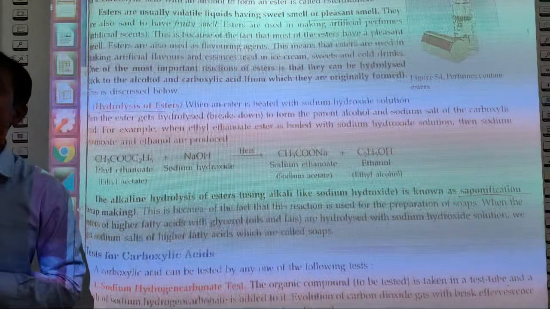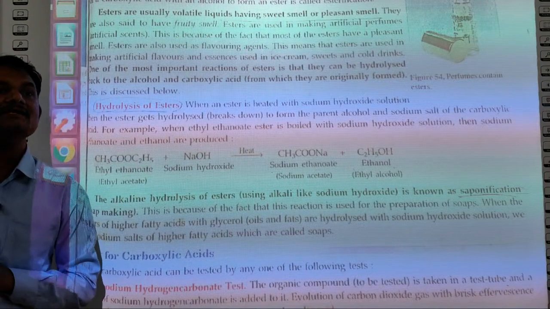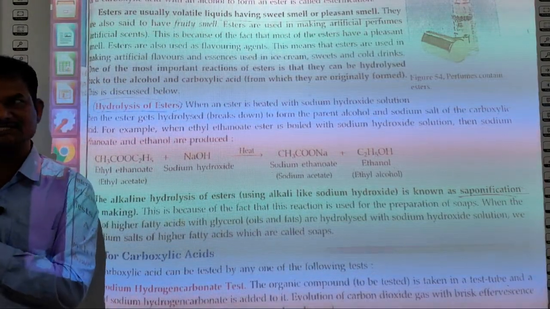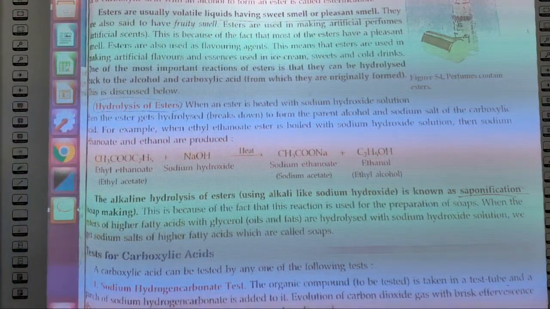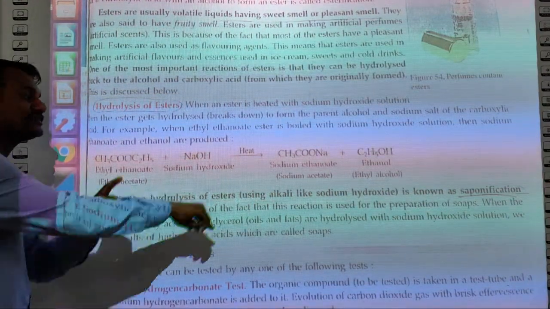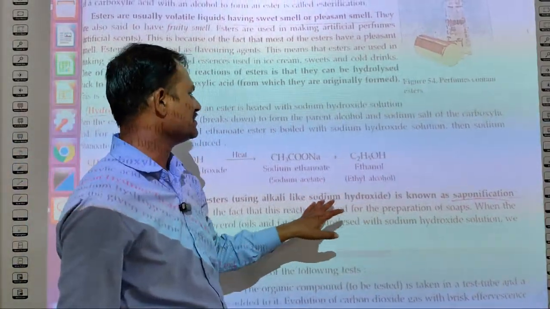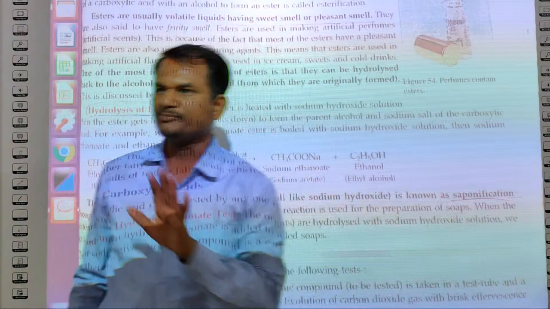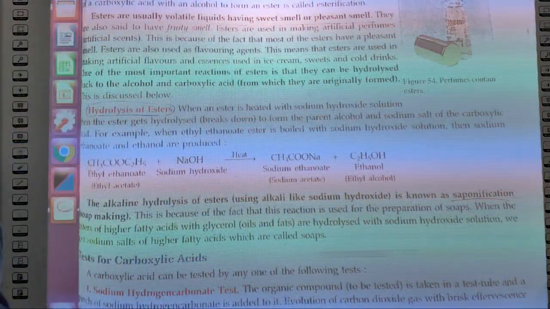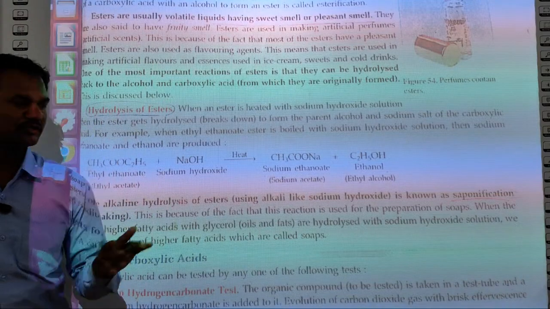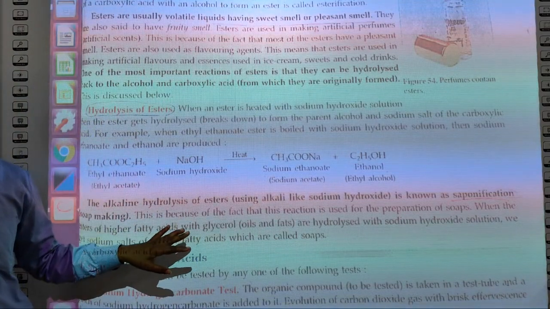Reaction of alcohol and carboxylic acid to give a smelling compound, the ester, is called esterification. And alkaline hydrolysis of ester with sodium hydroxide is called saponification. Two things are there, esterification and saponification. So here we can form soap.